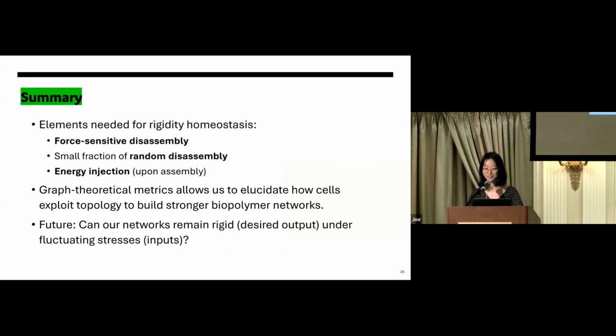So in summary, we have found that elements needed for rigidity homeostasis include mechanosensitive disassembly, a small fraction of random disassembly, and energy injection upon assembly. And we are able to use graph theoretical metrics that allow us to elucidate how cells exploit topology to build stronger and more resistant biopolymer networks.